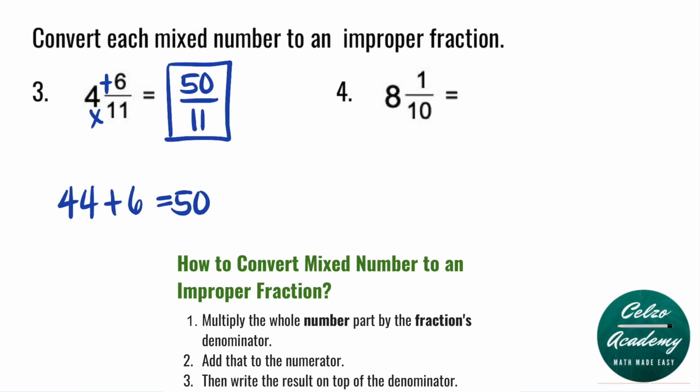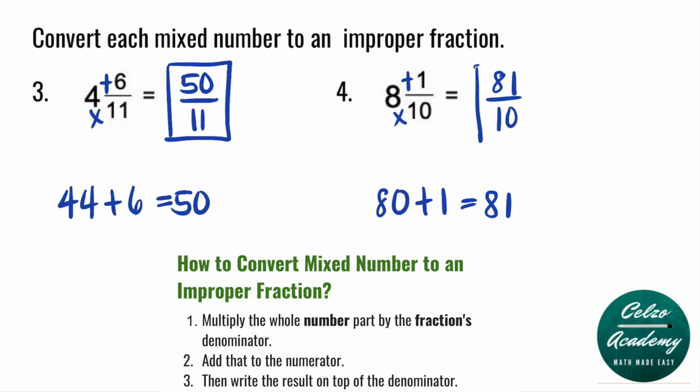Question 4. 8 and 1/10. Step 1 is to multiply the whole number 8 and the denominator 10, and 8 times 10 is 80. Next, we will add that 80 to the numerator 1, and 80 plus 1 is 81. So we will write the fraction as 81 over the denominator 10. So 81 over 10 is the final answer.